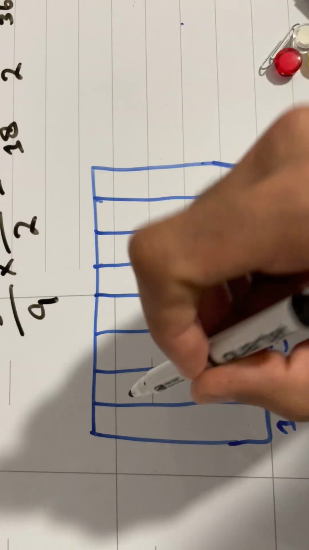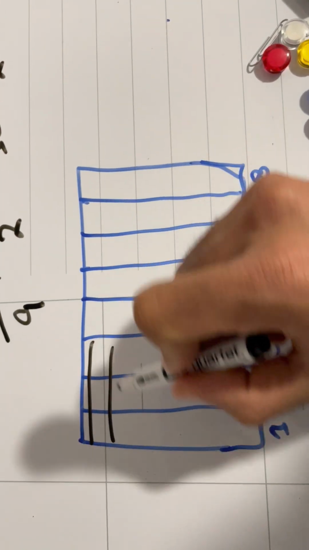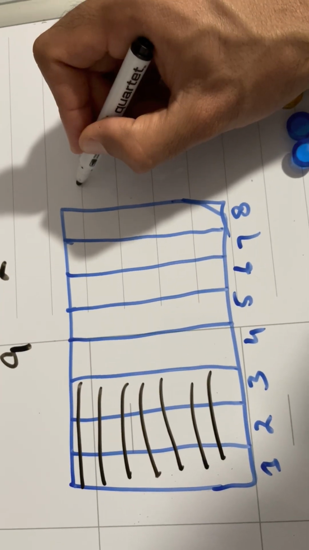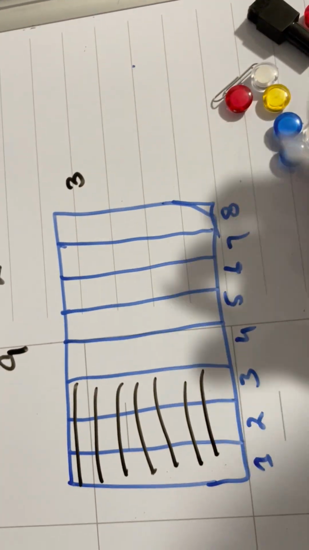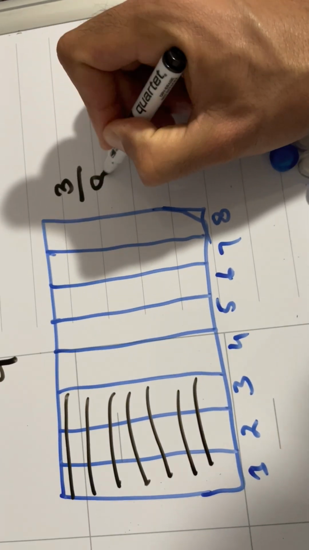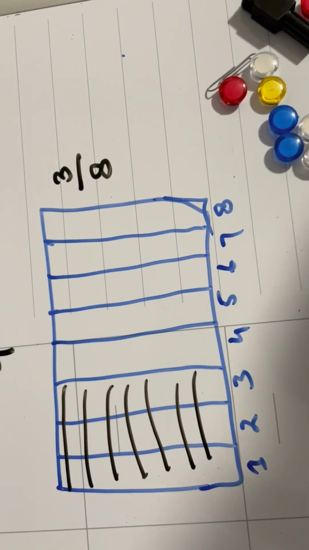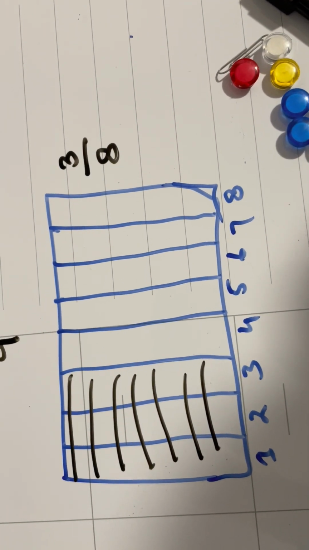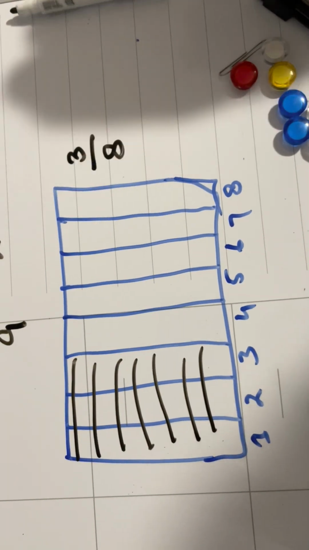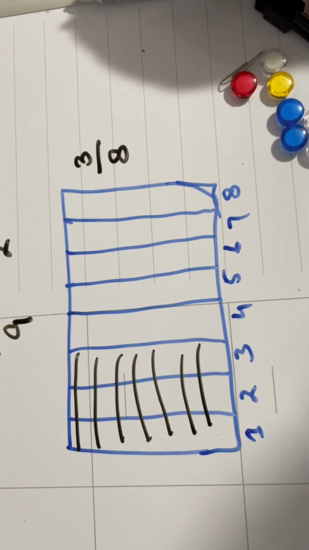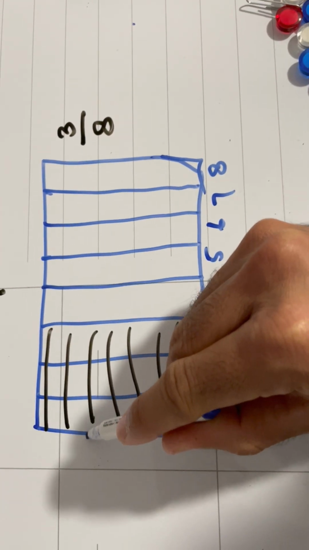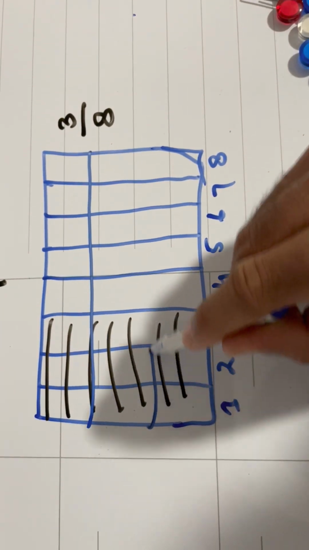Out of those 8, if we shade the first 3 parts, can we write it as 3 parts are shaded out of the whole? The whole has 8 parts. And if we divide this, let's say instead of dividing into half, if we divide into 3 parts, let's say 1 is here and 1 is here.